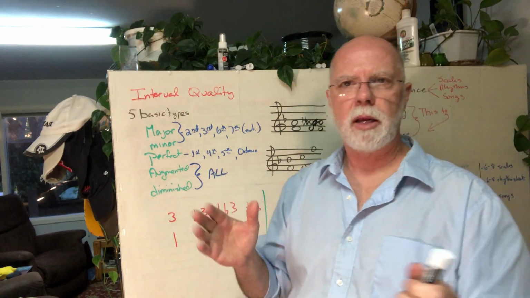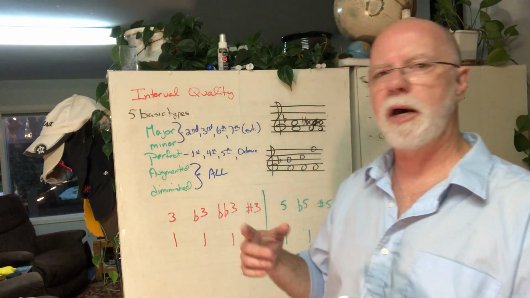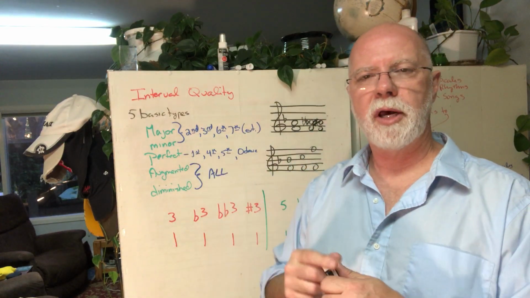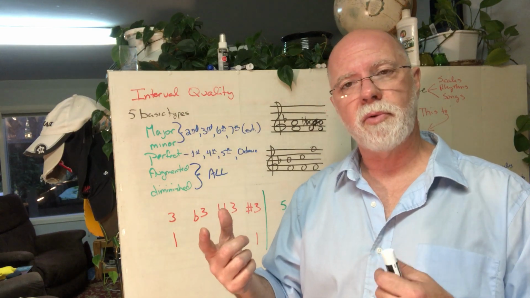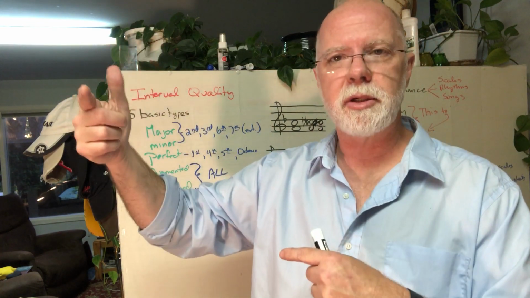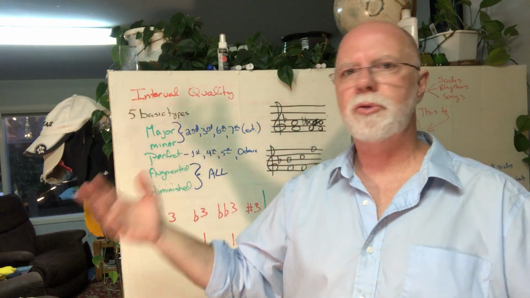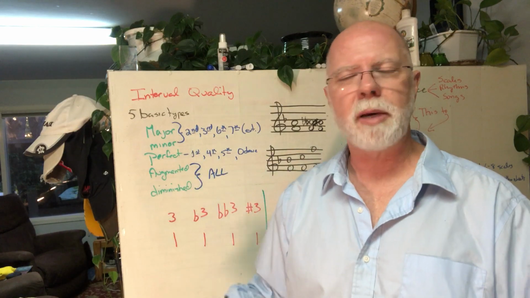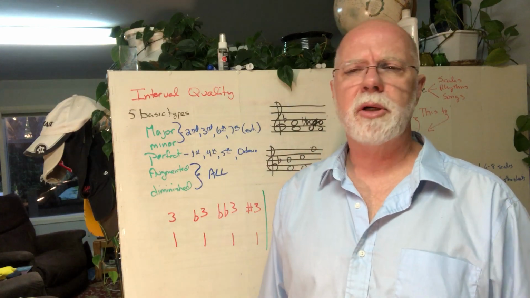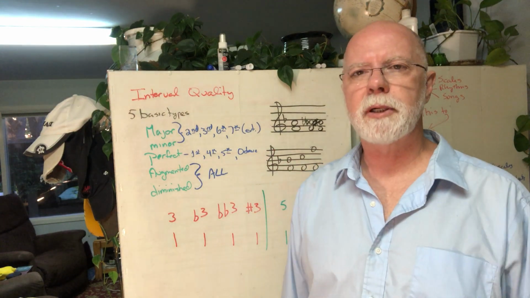Now, there are some outliers. There's doubly diminished and there's doubly augmented, okay? What if it's F to B sharp? Well, if F to B is an augmented fourth, then F to B sharp is what we call a doubly augmented fourth, okay? Now, theoretically, there's triply augmented and quadruply augmented. I mean, they're theoretical, right? But you'll rarely see them. But you need to know they're out there because sometimes they do happen, okay?